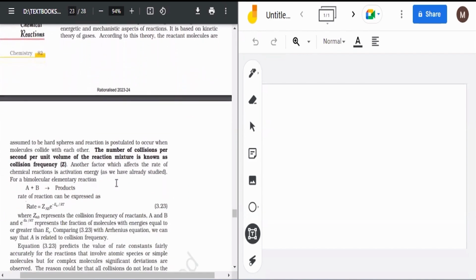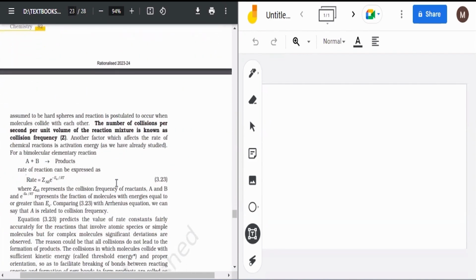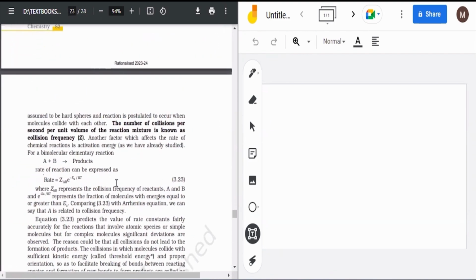Now, coming to collision theory, what collision theory says: the number of collisions per second per unit volume of the reaction mixture, known as the collision frequency, is Z. What is Z? Look, our formula for K is A e^(-Ea/RT). In that A there are two or three things. One is Z, the collision frequency. What is collision frequency? How many collisions are happening in one second in one unit volume; we call that collision frequency and represent it with Z.